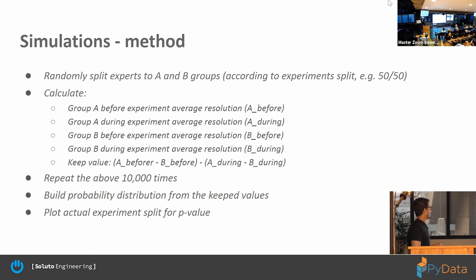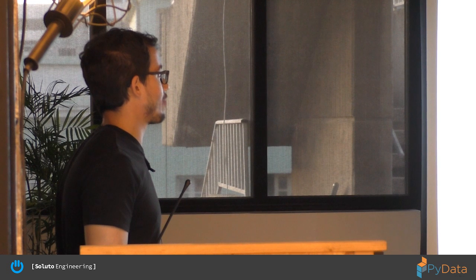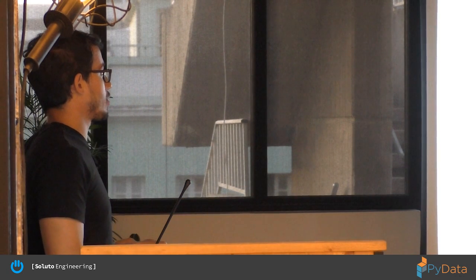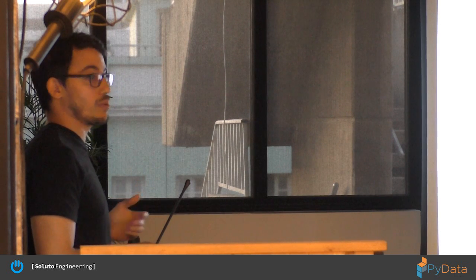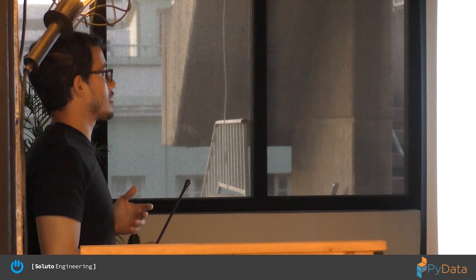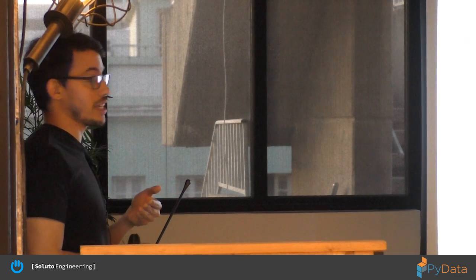randomly split all the experts into groups. I'm not talking about the experiment part, just about the simulations, running a lot of simulations, splitting into A and B groups, and assume we are talking about the resolution rate. Then for every group, we can measure the resolution rate before the experiment and during the experiment. Same for the B group. And the new statistic we are using, the new value that we have at the end, is the difference between the A and B groups before the experiment minus their difference while the experiment is running.